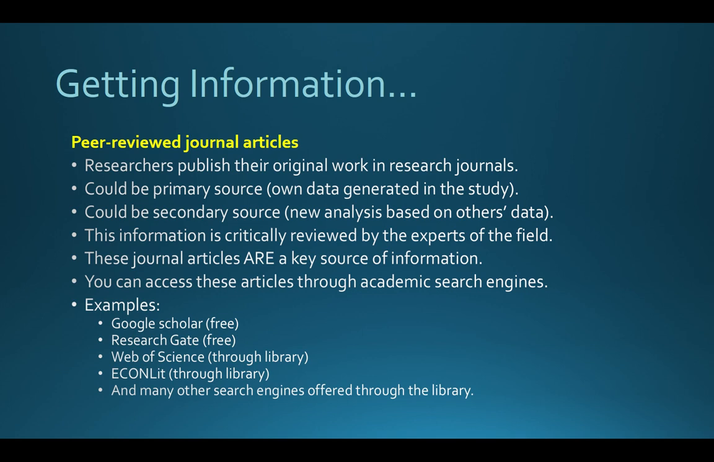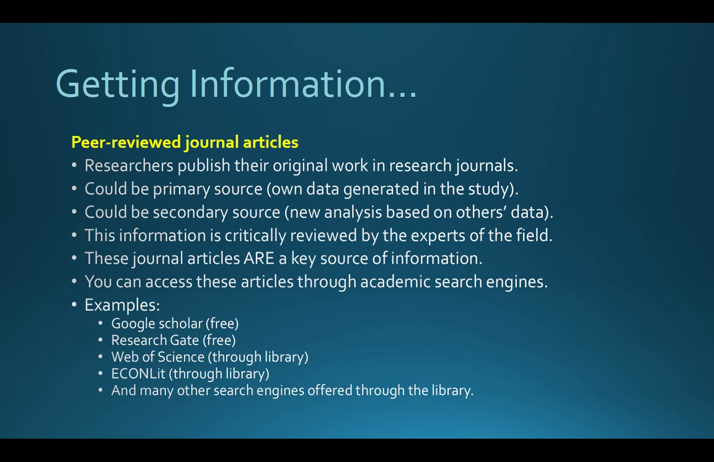You've got the Web of Science through the library. You've got EconLit through our library. There's just tons and tons of other search engines that are offered through the library. So let's say that I wanted to read articles about Costa Rica. Now, if I just put in Costa Rica, it's going to be a pretty broad search. I'm going to get all kinds of hits that are random. But what if I wanted to say Costa Rica's use of hydroelectric power? Now I'm narrowing down a little bit.